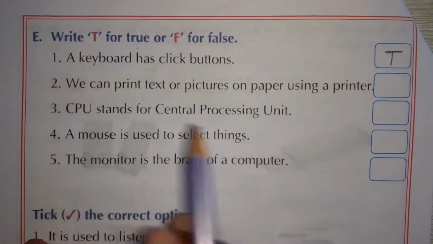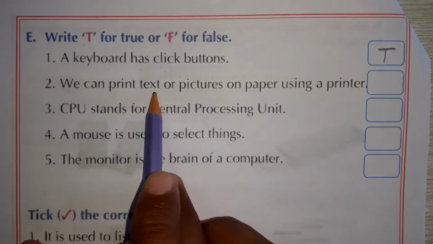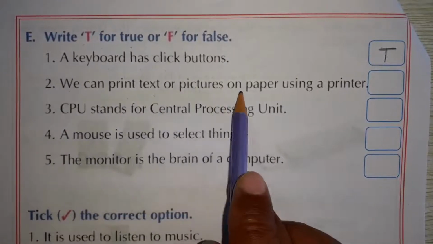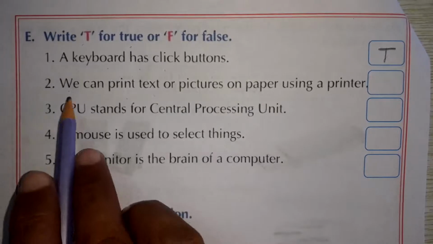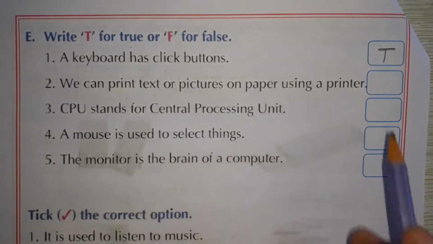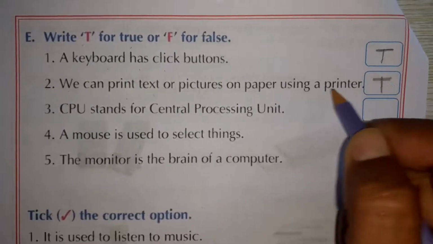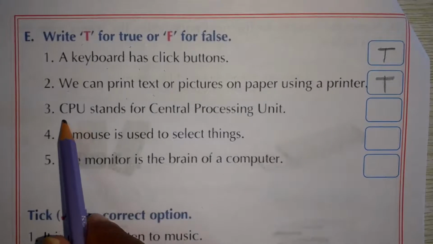We can print a text or pictures on a paper using a printer. We can take prints on a paper. Yes, this sentence is correct. So you write T here. Means this sentence is true. So you write T here.